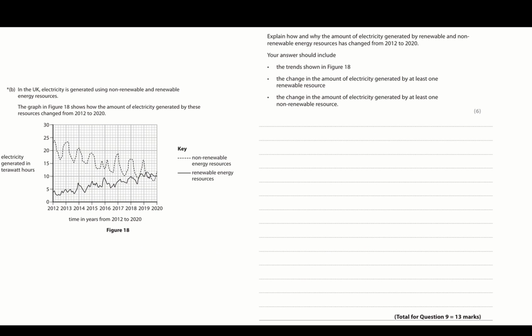Right, this next one looks really tricky for a 6 marker, and it isn't. It's look at the graph, explain these patterns. But the crucial part is you've got your answer. So explain how these values change. You've got to talk about the trends.